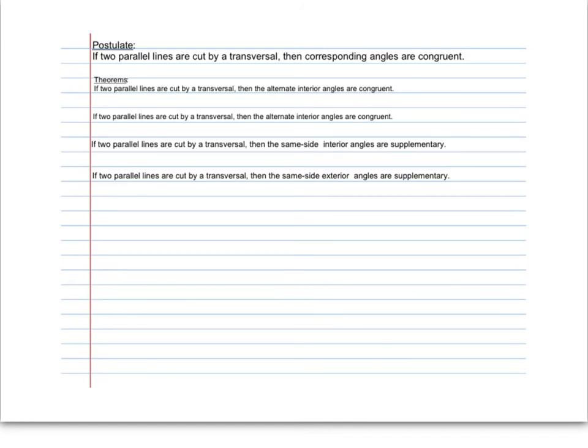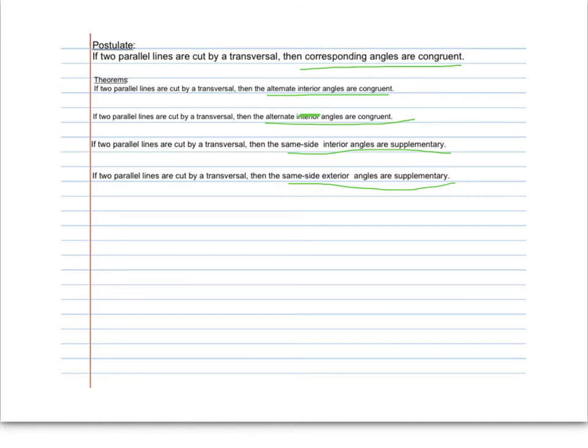So based on that, I'm now going to introduce you to 5 new postulates and theorems. What you're going to notice is they're all really the same thing. If two parallel lines are cut by a transversal, then all the things I just said are true. So we can say that corresponding angles are congruent, alternate interior angles are congruent, alternate exterior angles are congruent (that should say exterior), same side interior angles are supplementary, same side exterior angles are supplementary.